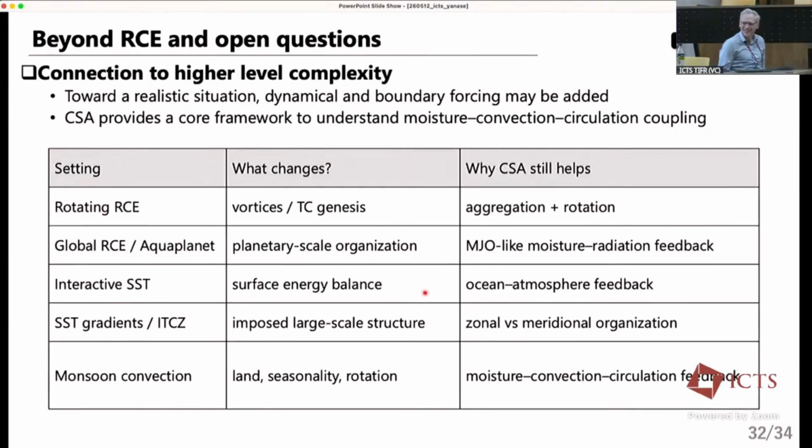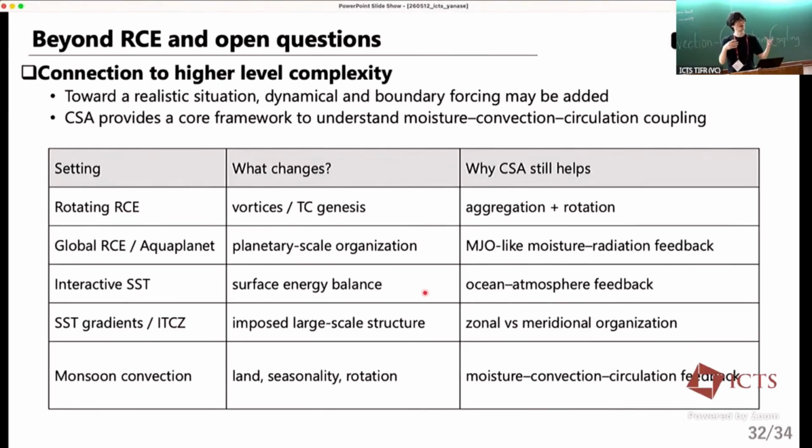Yeah, I think actually there is some work on interactive SST, and in my understanding, there are two feedbacks: shortwave feedback and longwave feedback. The longwave feedback means that in the convective region and the dry region, there is a large cooling effect by longwave radiation, and it cools SST, which is a positive feedback that supports aggregation. But at the same time, the opposite feedback applies for shortwave radiation, because there is clear sky and strong incoming solar radiation. If this process is stronger, it increases the sea surface temperature and acts as a negative feedback.